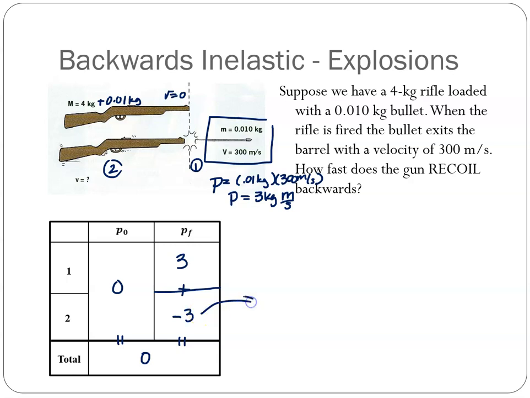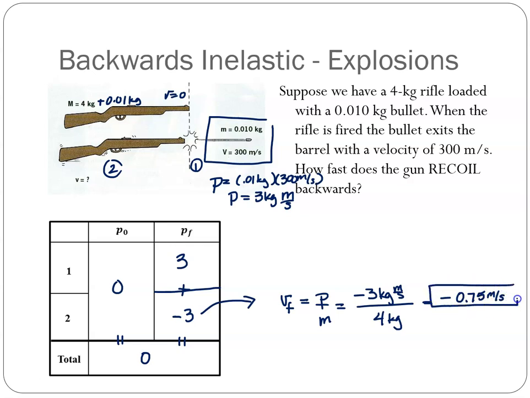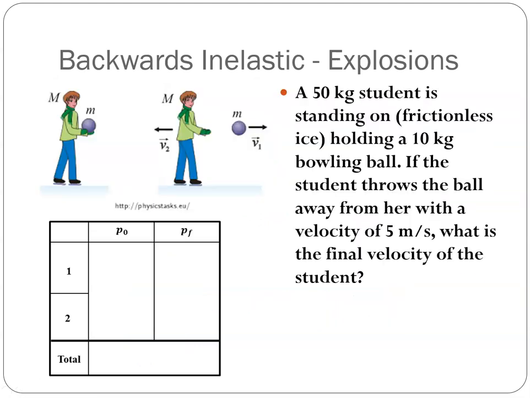So I remove that from the momentum box, and my final velocity is my momentum divided by my mass. My -3 kilogram meters per second divided by my mass of 4 kilograms is -0.75 meters per second. Remember, the negative sign just tells you direction, so it just means that my velocity is in the opposite direction of the velocity of the bullet. So I would expect in this case to get a negative number.